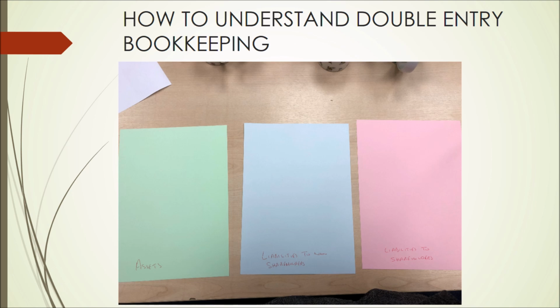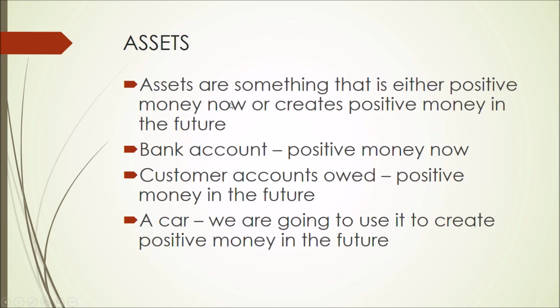Okay, now what I'm going to do is take you through what these particular words mean. Okay. So assets. Now the assets are something that is either positive money now, or it's going to create positive money in the future. So it's plus money for the company. So imagine this, plus money for the company. So we'll actually use just sort of mathematical signs really. So positive money now, or positive money in the future.